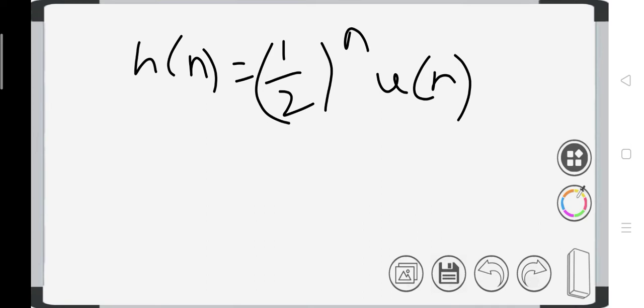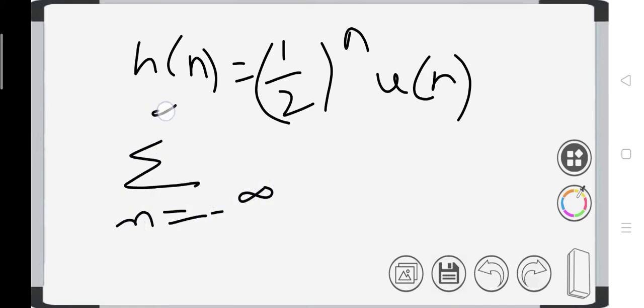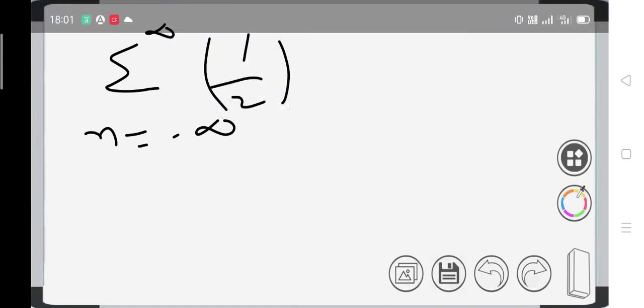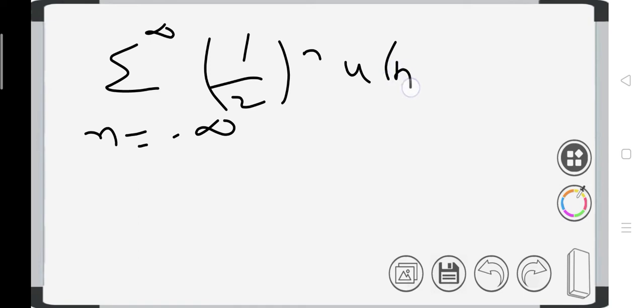Okay, so what is the condition for stability? That is summation n equals to minus infinity to infinity, h of n is less than infinity. So what is h of n, the question they have given, so we have to substitute that: summation n equals to minus infinity to infinity, h of n is 1 by 2 whole power n into u of n. Okay, this is what the question.